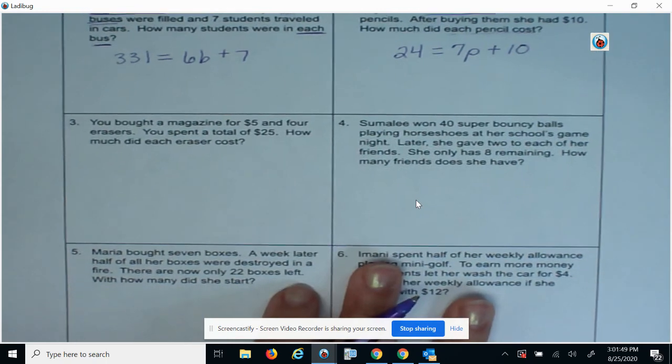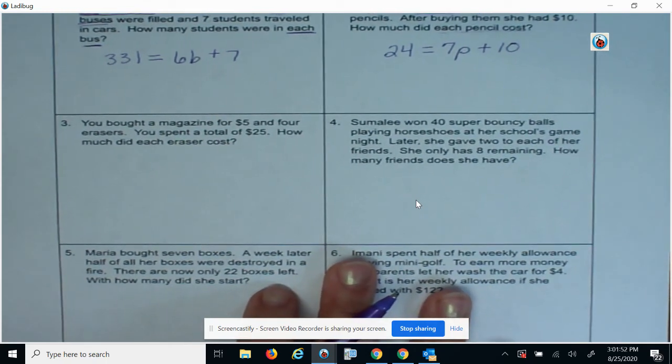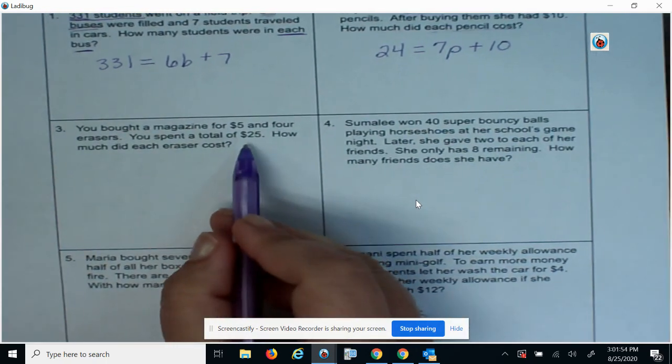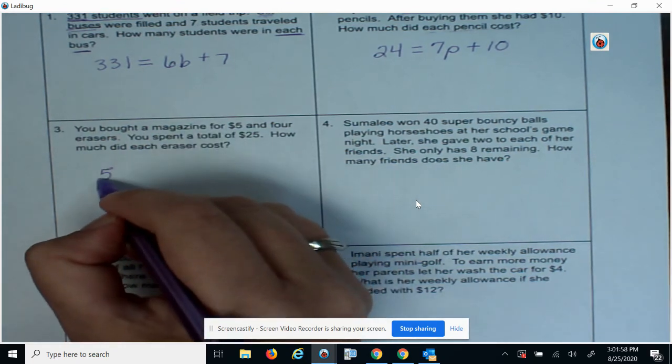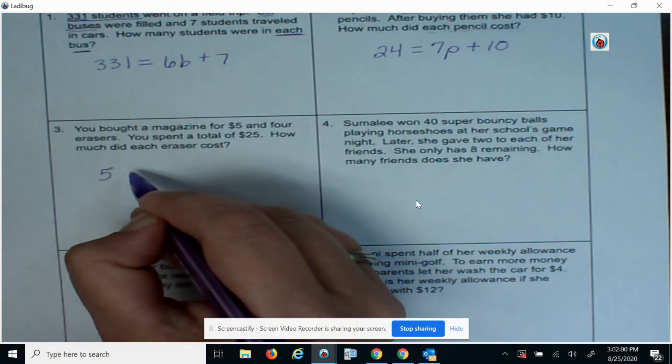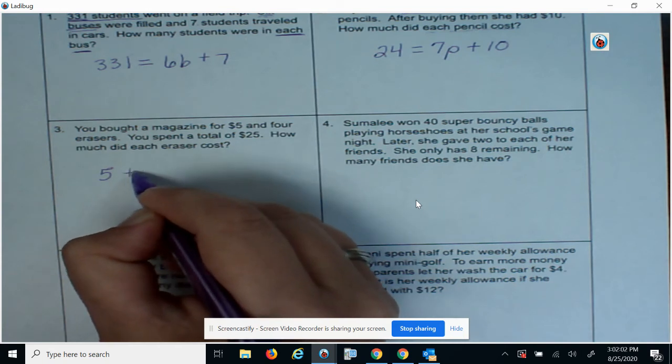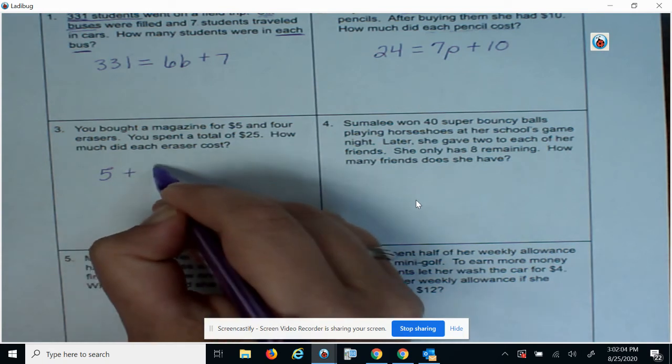Okay, you bought a magazine for $5 and 4 erasers. You spent a total of $25. Okay, so I bought a magazine. It was $5 and 4 erasers. And means plus. 4 erasers.